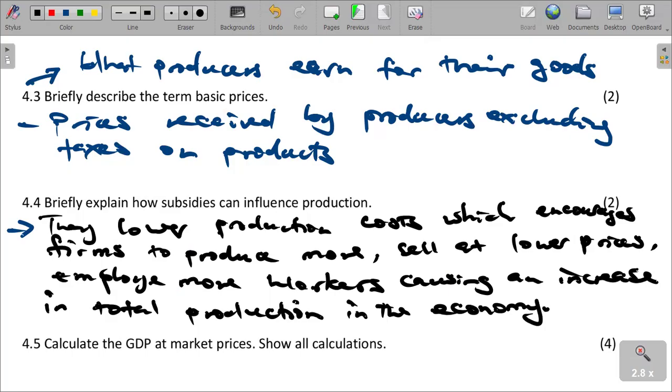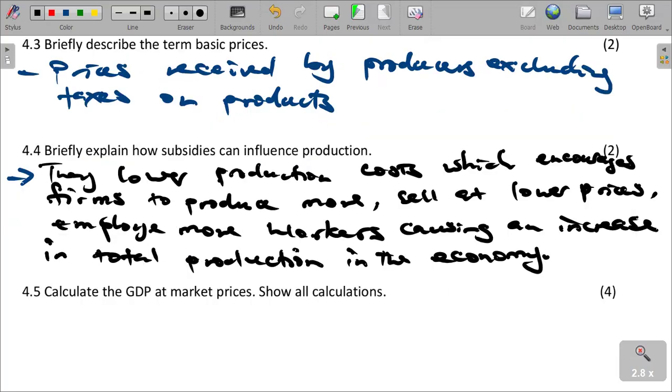Total production can be increased. As you can see, this is happening because subsidies are causing lower production costs, because firms have got a surplus or an injection of money in their businesses so that they can produce more. They can now sell at lower prices because the production costs were low. So in order to maximize on that, they sell at lower prices.